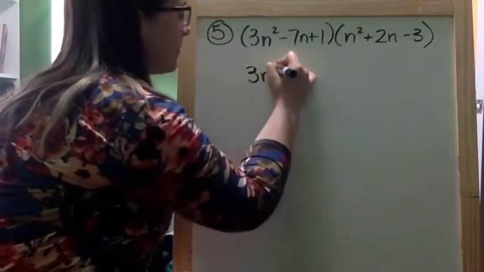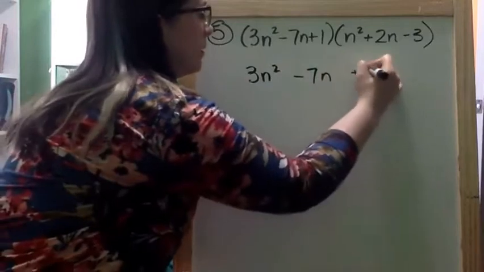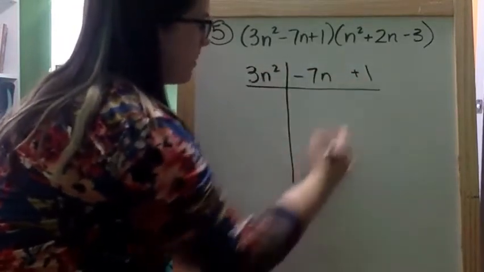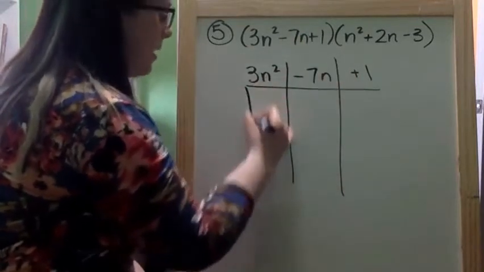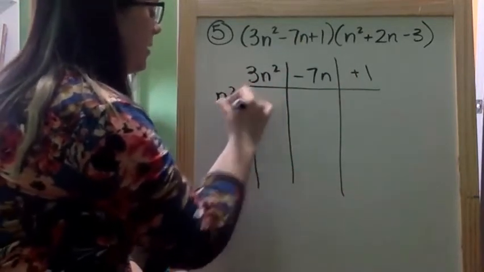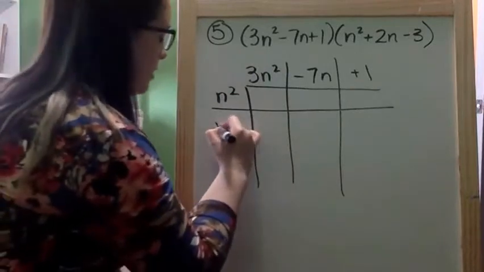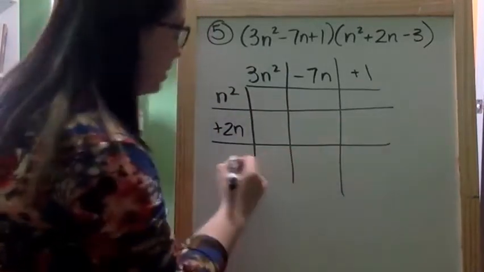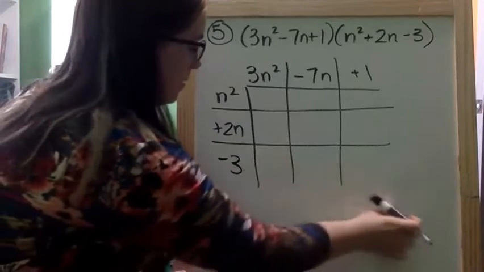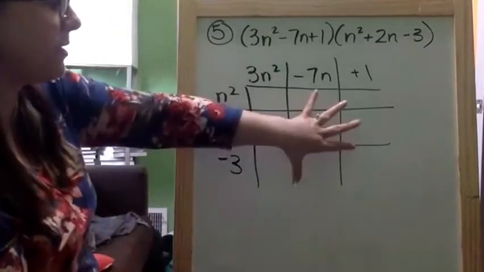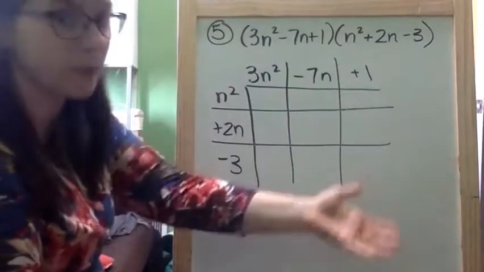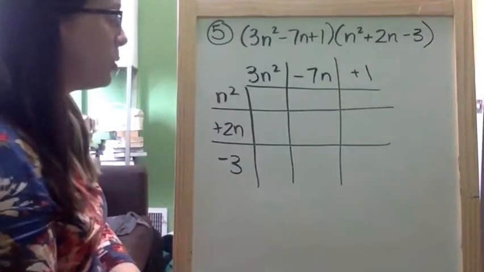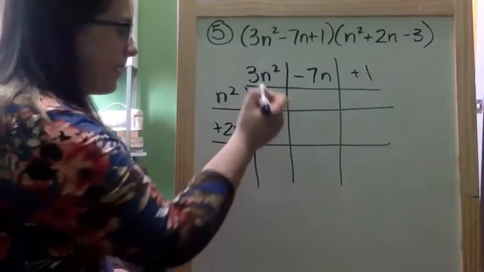So for my box method, setting up my first 3n squared minus 7n plus 1, and then down the side, n squared plus 2n minus 3 there. And so yes, there's a lot of multiplication, but we know it's the same amount of multiplication as if we were to do the distribution method. So let's start that multiplication.